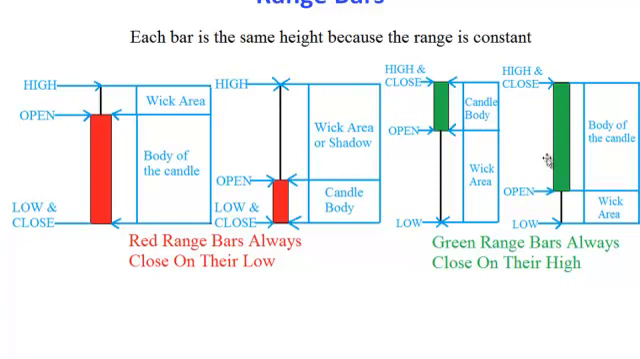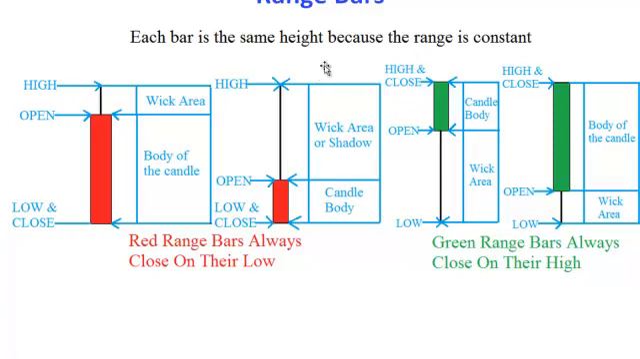With the up candle, it's the same thing. It opens on its lows and closes on its highs, but it'll never have a wick on its highs. The range will remain constant. It'll be the same length bar every time. They'll all match up, counting wicks and all. They'll always be the same height.